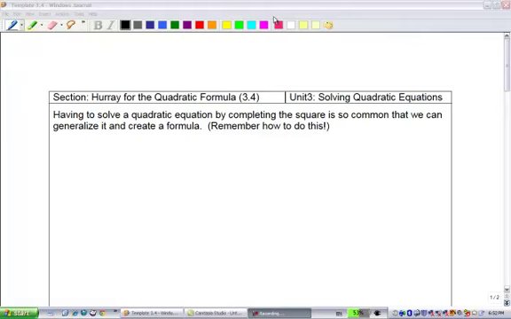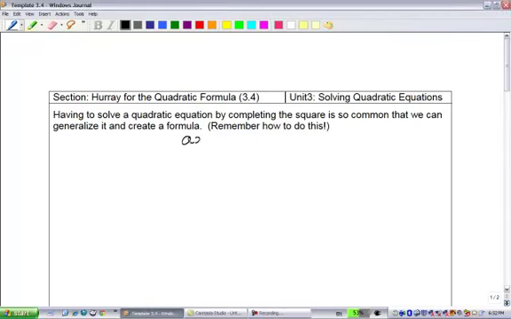And having to solve quadratics by completing the square is really common. And because it's so common, let's try and generalize the steps that we go through. So you need to remember how to do this. And let's start with a real general equation.